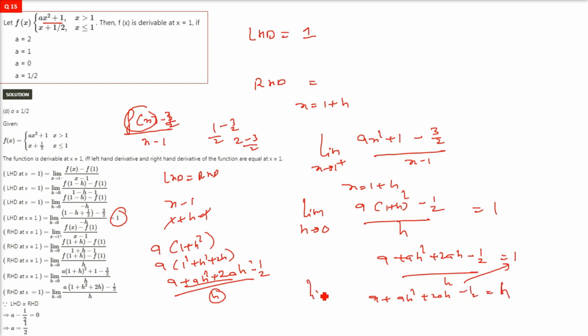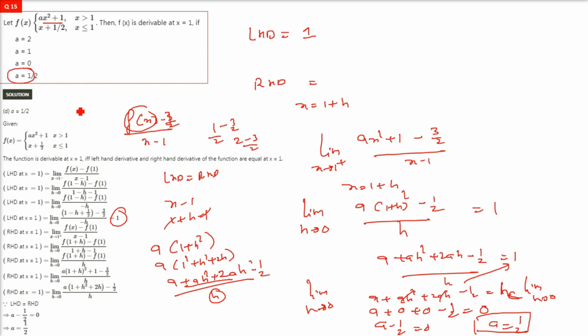Now we already have limit h tends to 0 on both sides, so you can just apply the limit here. So you have a plus, here it is 0, then 2ah is 0, minus half, and this h is 0. Now what do you get? After applying the limit, a minus half is equal to 0, so a is equal to half. So a will be 1 by 2, then this will be derivable at x equal to 1.